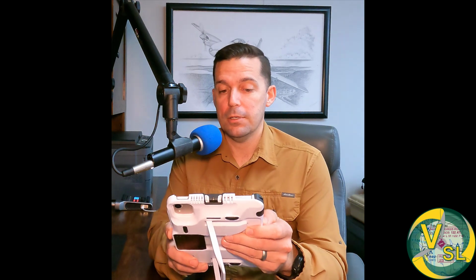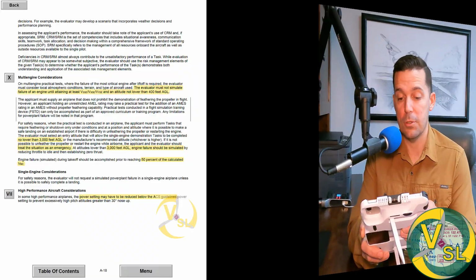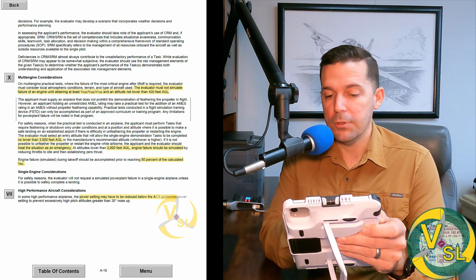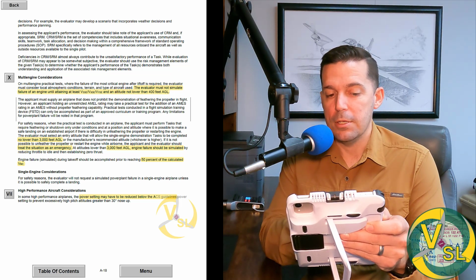Let's knock off this check ride and handle this actual emergency, which is exactly what could happen in a multi-engine scenario. In fact, one of these is actually talked about in Area of Operation, or in Appendix 6, which is our safety of flight information. It talks about several multi-engine considerations.